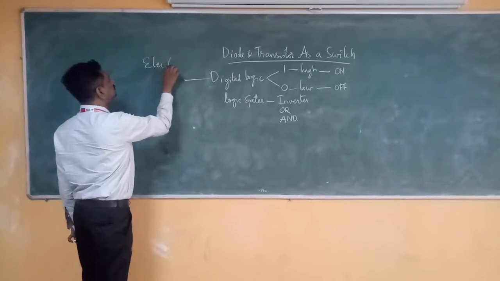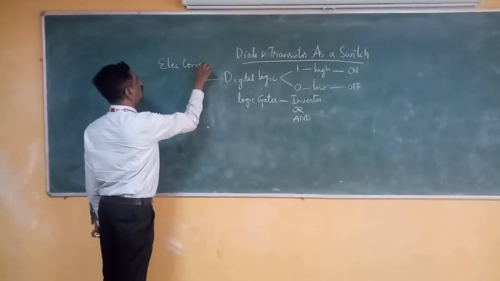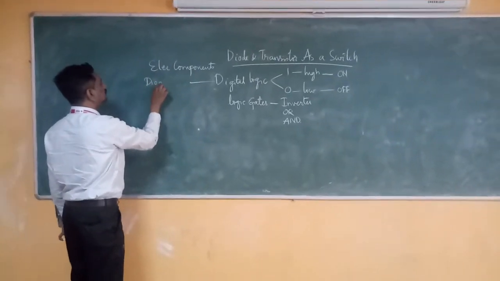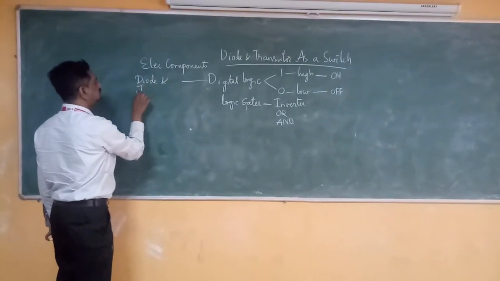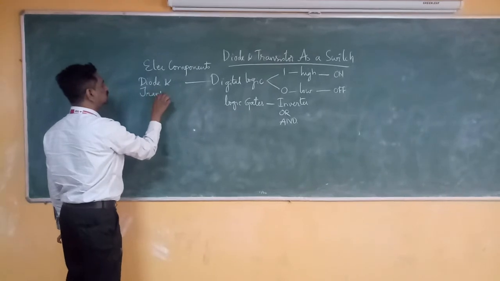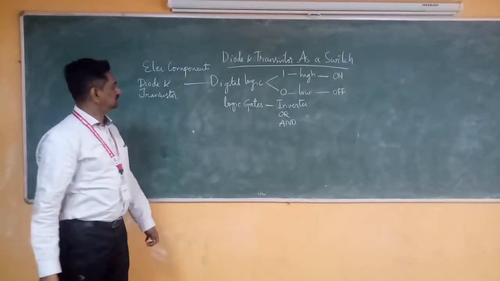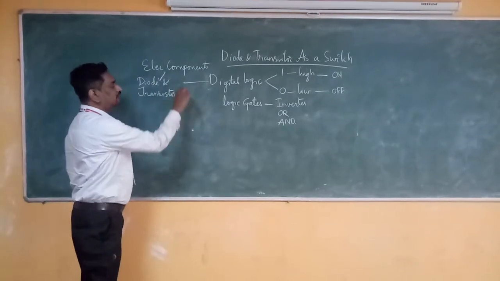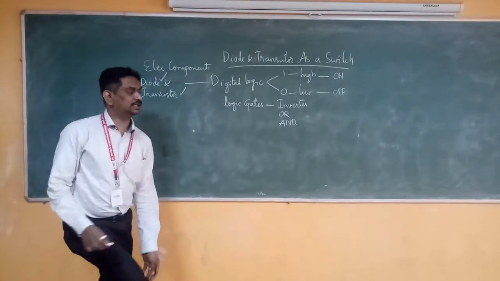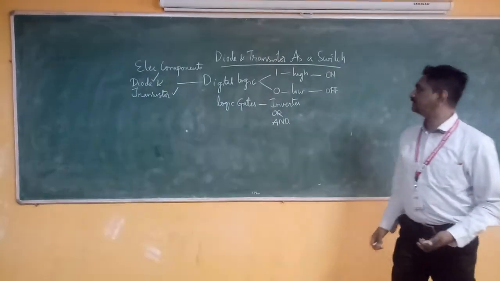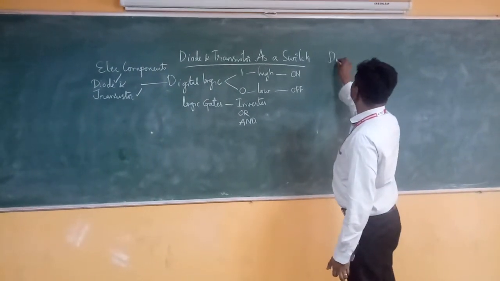Now the back end for this, the electronic components used to derive the switch concept, are the diode and transistor. Diode and transistor. So now, first of all, I will explain the concept of switch with the help of diode.